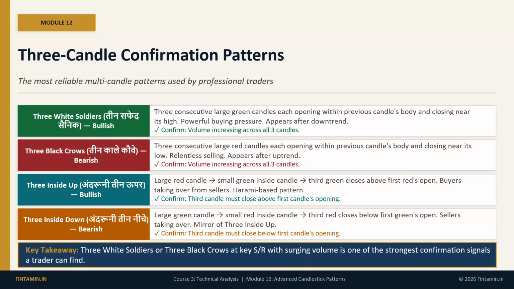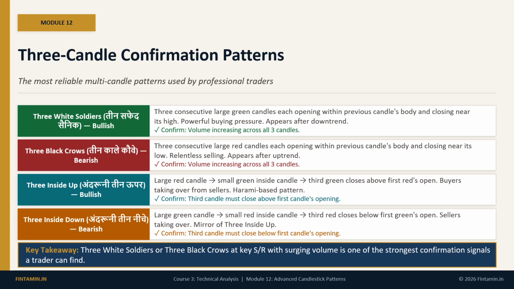3 candle confirmation patterns. 3 white soldiers. 3 consecutive large green candles, each opening within the previous candle's body and closing near its high, represents sustained aggressive buying over 3 sessions. Very bullish after a downtrend or consolidation. Volume increasing across all 3 candles is the confirmation.